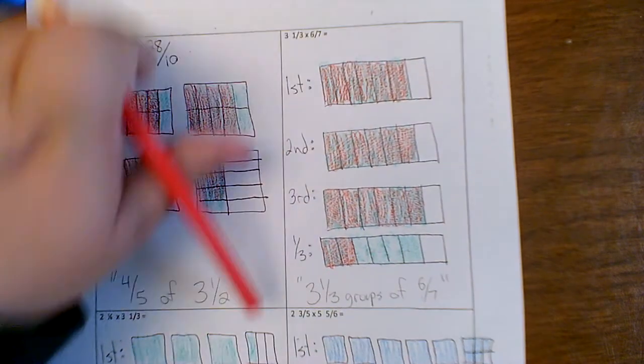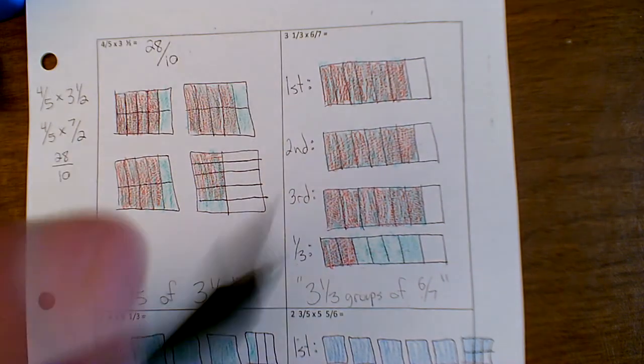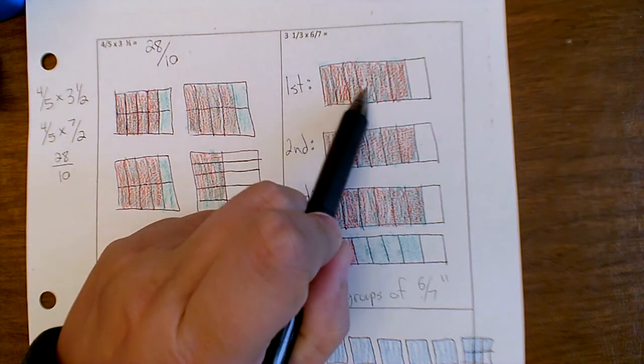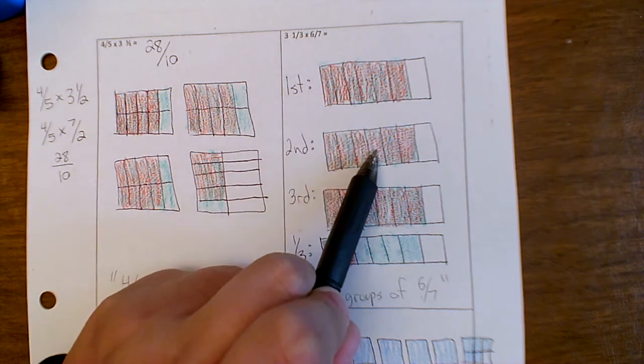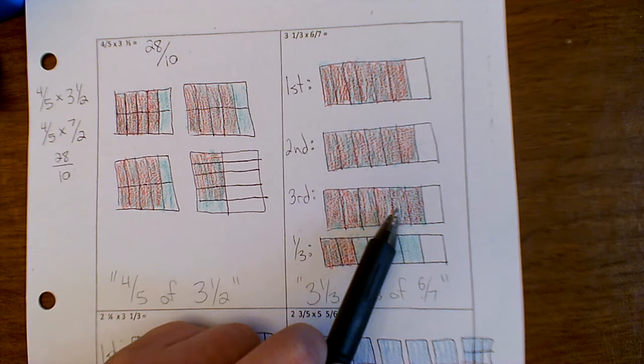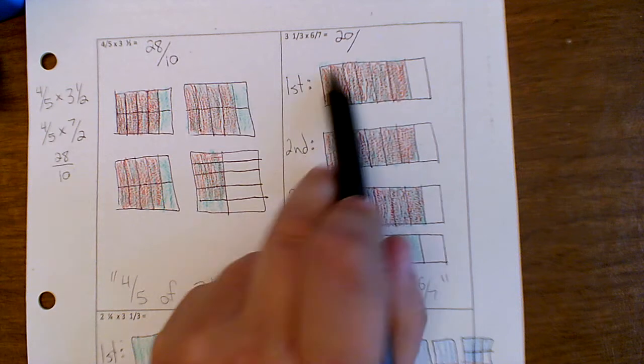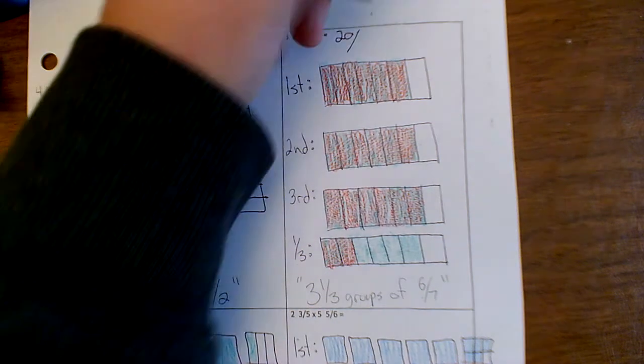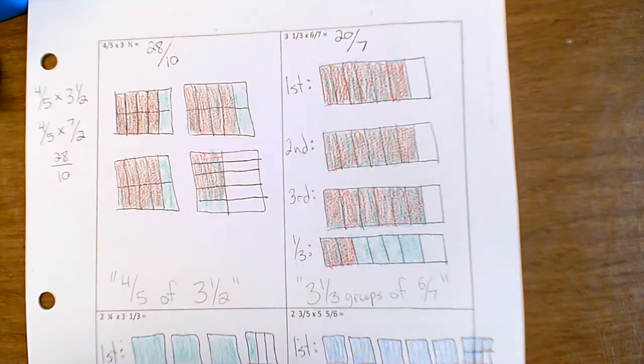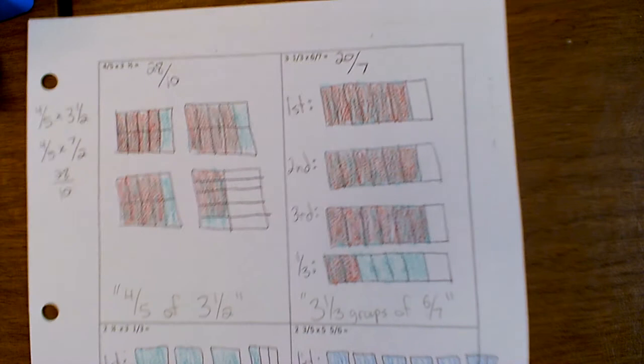So then, again, we count pieces to get our answer. So we have 1, 2, 3, 4, 5, 6, 7, 8, 9, 10, 11, 12, 13, 14, 15, 16, 17, 18, 19, 20 pieces this time. And it takes 7 of those pieces to make a full rectangle. So answer should be 20 sevenths.